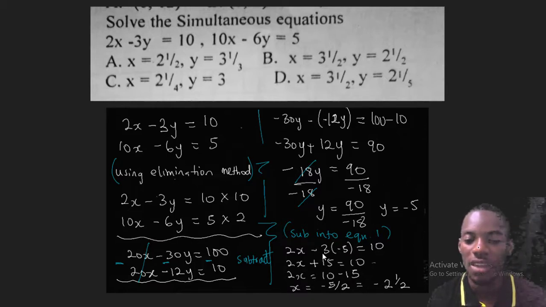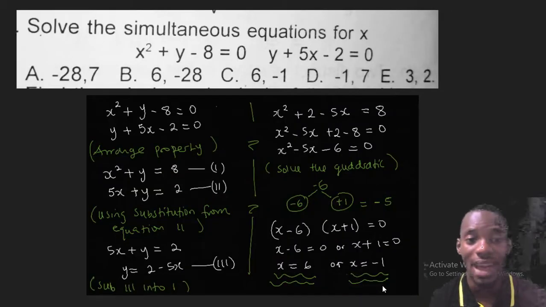So I have 2x minus 3 times minus 5 equals 10. And that will give me 2x, minus minus is plus, 3 times 5 is 15 equals 10. Then the 15 will jump from here to the other side. It will change the sign to negative. 2x equals 10 minus 15, and x is therefore minus 5 divided by 2. That will give me minus 2 and 1 over 2, and that is my answer for that.